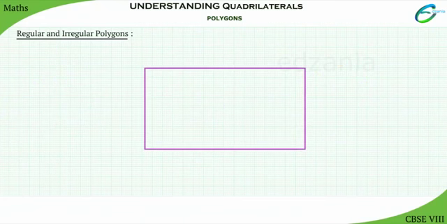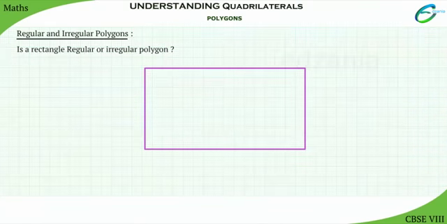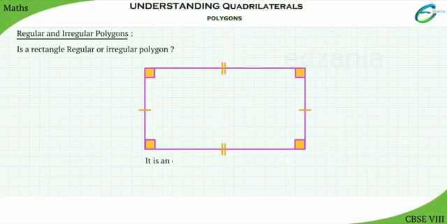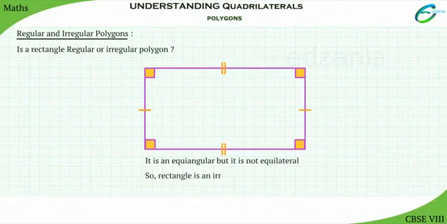Here is a small question for you. Is a rectangle a regular or irregular polygon? Yes, in a rectangle, all the angles are equal, but all sides are not equal. So it is equiangular, but it is not equilateral. So a rectangle is an irregular polygon.